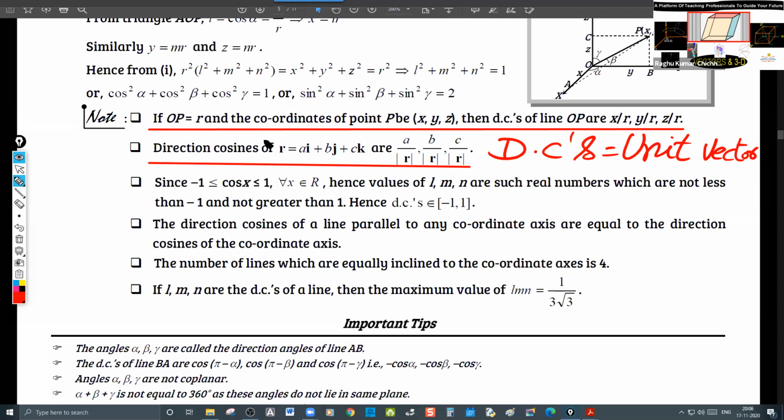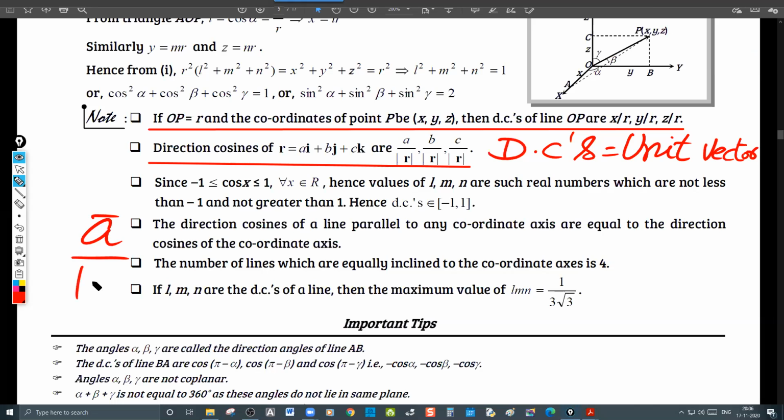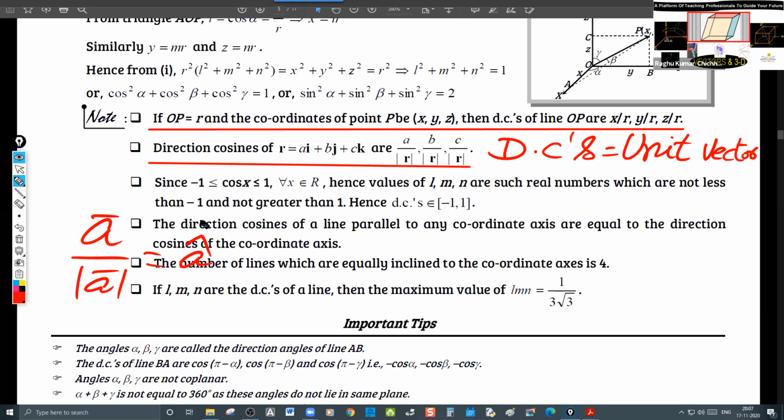How do you find a unit vector in vector algebra? If you are given a vector A bar and want to convert it to a unit vector, then simply we write mod A, the modulus. We divide A bar by mod A bar.